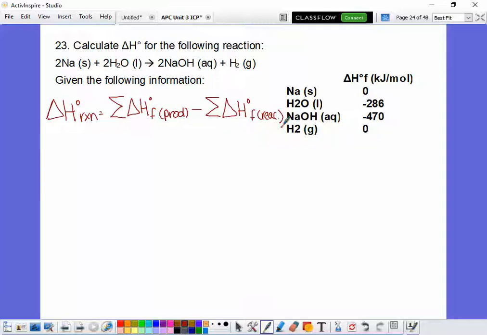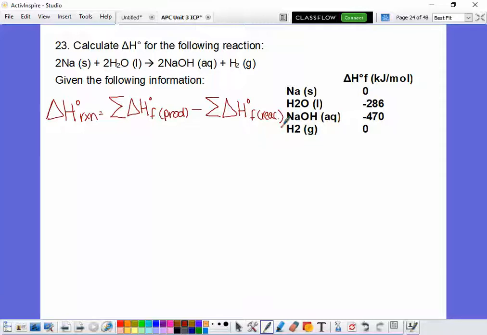What does that mean? It's a summation, right? If you take the sum of the delta H of formations of all the products and then subtract the delta H of formation of all the reactants, you'll get the overall delta H of the reaction. So it's always products minus reactants. Kind of like when you're calculating delta T, you're doing final minus initial. Your products are what you're ending with, so that's your final. Your reactants are what you're starting with, so that's your initial.